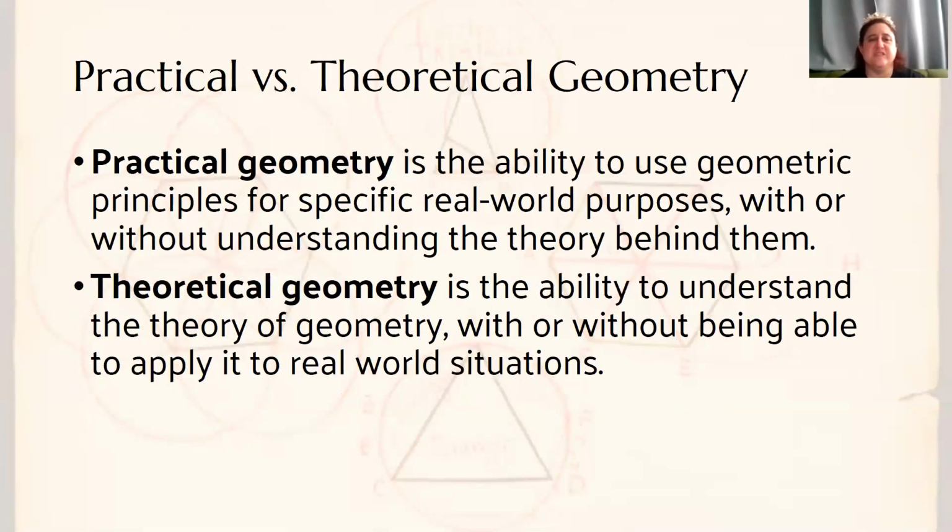So let's look at the difference between practical geometry and theoretical geometry. Practical geometry is being able to use things for specific real world purposes. You don't have to understand the theory behind them to be able to do them. And I'll show you some examples of that in a bit. Contrast that with theoretical geometry, which means you're understanding the pure mathematics behind those practical situations. But you may not always be able to apply it to real world situations. Mathematics for mathematics' sake is done without any thought of application to real world situations.